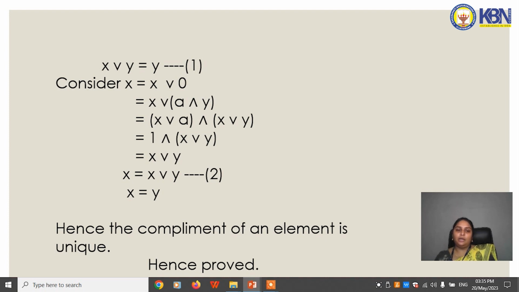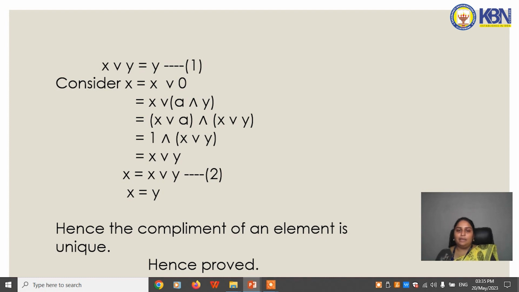From equations 1 and 2, we have x = x join y = y. That means x and y are equal. But what are x and y? These two are the complements of an element A in L. That means if we take another element also, it can be equal to x, y.